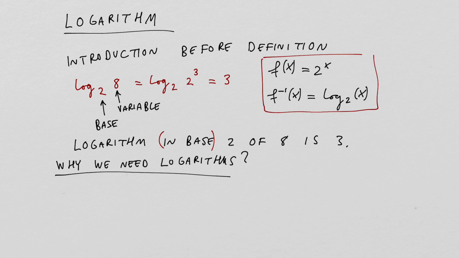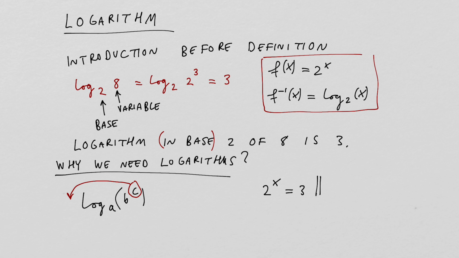Why do we need logarithms? If we have a logarithm in any base of some number b to the power c, it happens that we can take the power out from the logarithm. This allows us to solve equations such as 2 to the power x is 3.